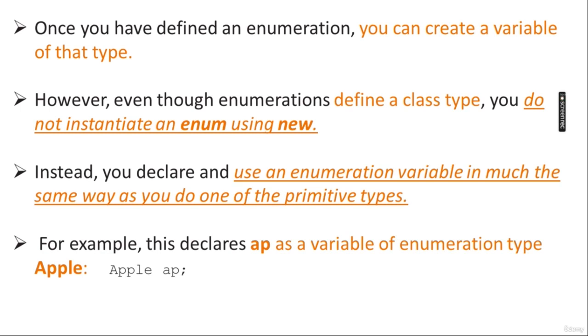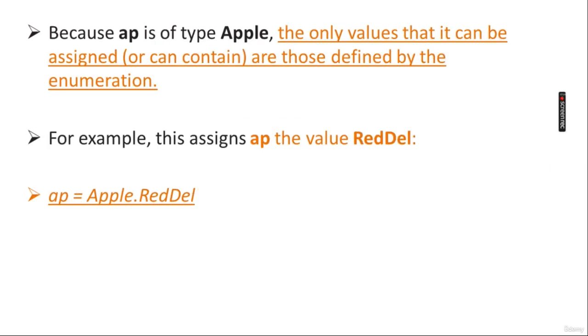For class objects, you create it like class name, object name is equal to new class name. But in the enumeration case, you do not use the new keyword. For example, this will declare AP as a variable of enumeration type Apple: Apple AP; there is no new keyword present. AP is of type Apple. The only values it can be assigned or can contain are those defined by the enumeration.